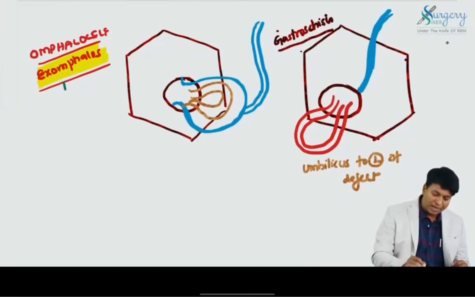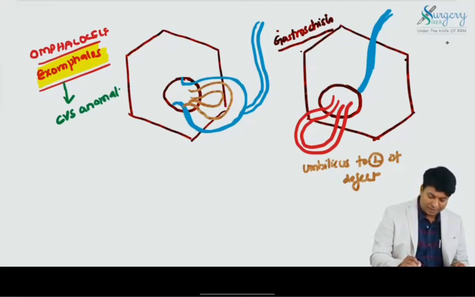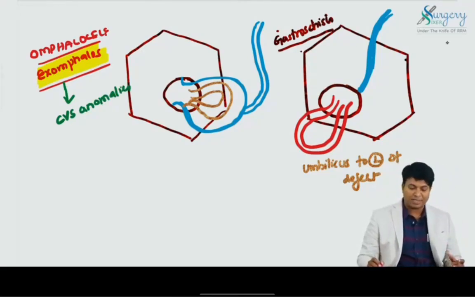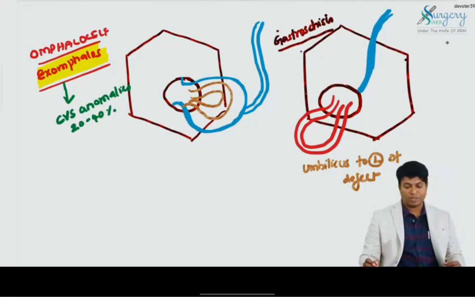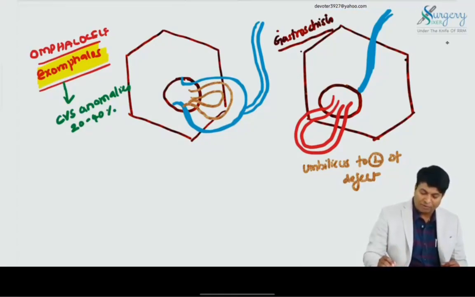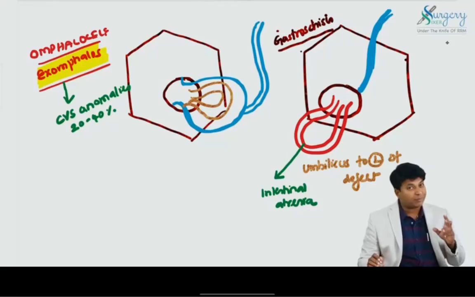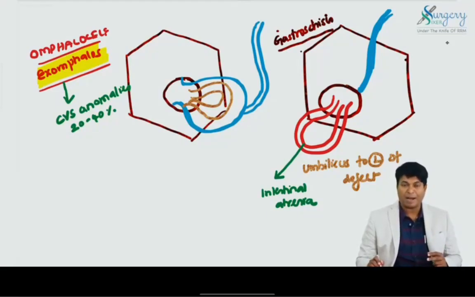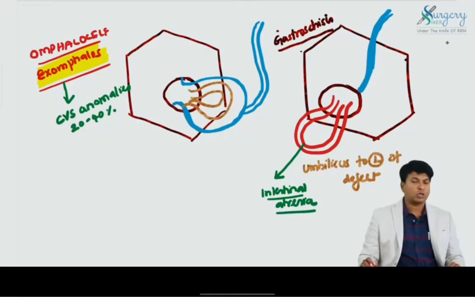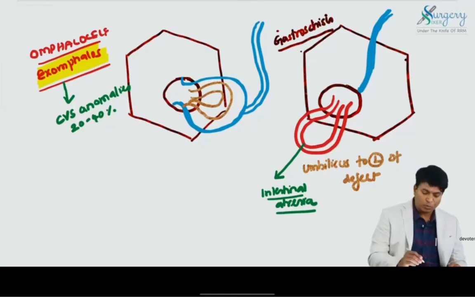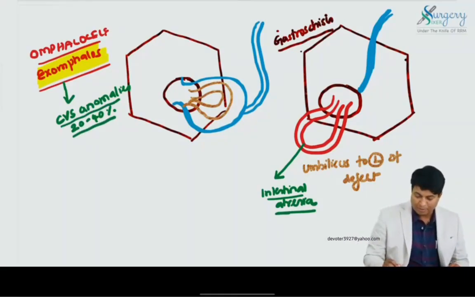Exomphalos is usually associated with serious anomalies, cardiovascular anomalies like septal defects. Like ASD, all those septal defects are seen in around 20 to 40% of patients with exomphalos. Whereas gastroschisis usually does not have cardiac defects, but they have another interesting problem, that is intestinal atresia. Gastroschisis is one of the most common causes of short bowel syndrome in children. I told you, it is one of the important indications for small bowel transplant. So there will be serious anomalies in exomphalos and intestinal atresia in gastroschisis.